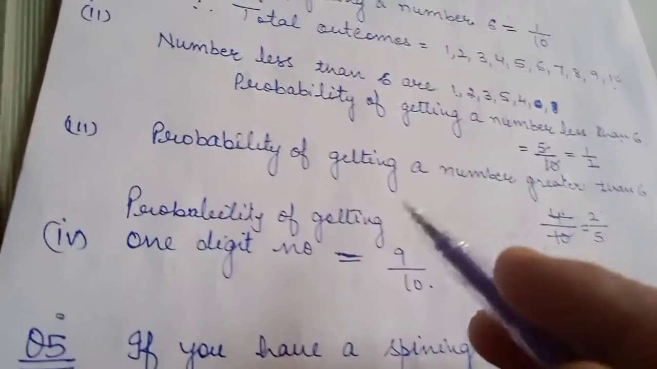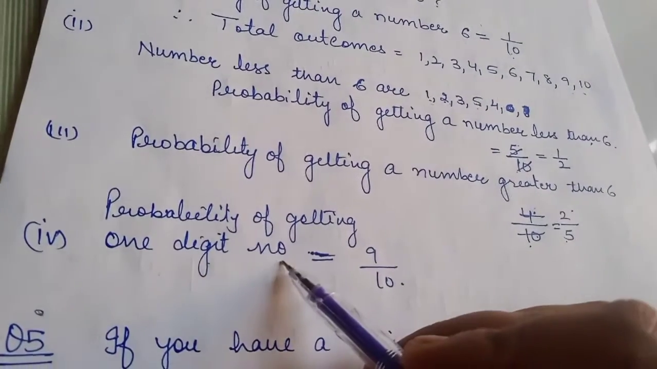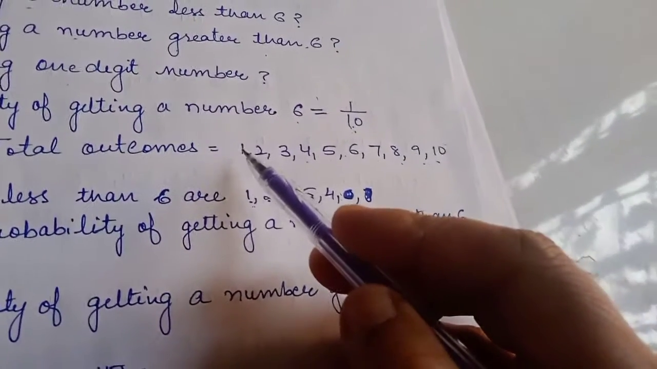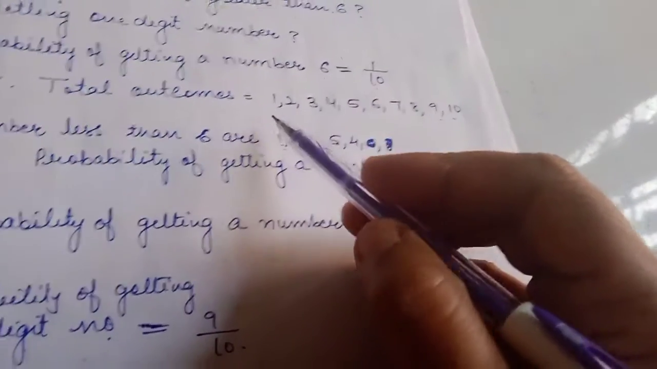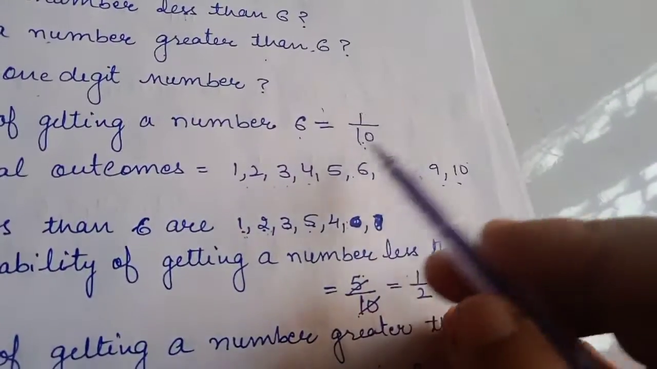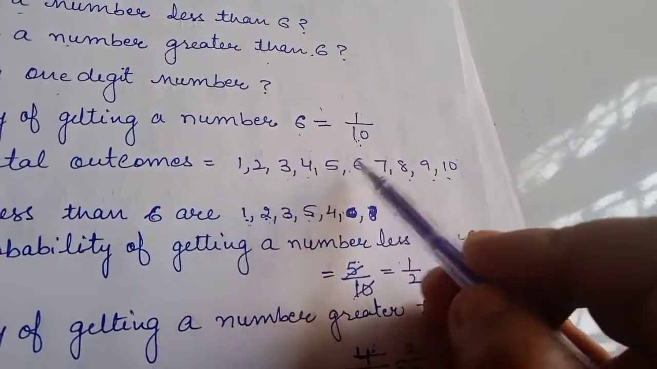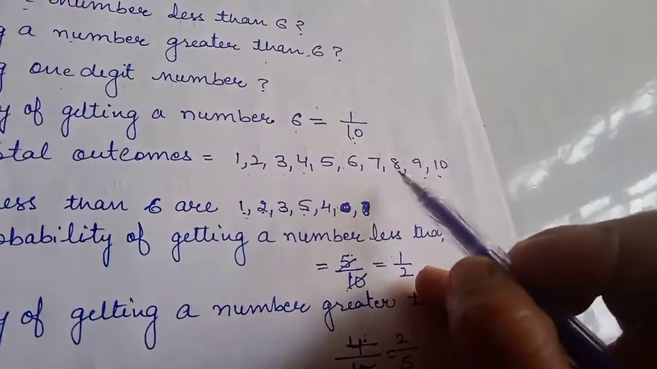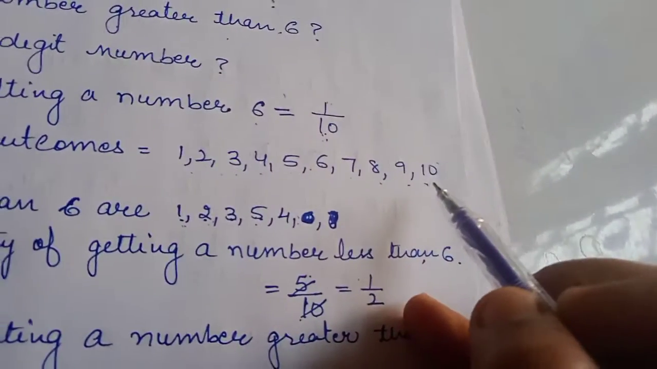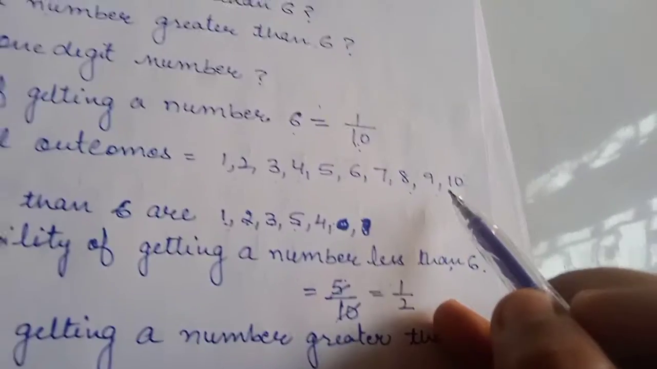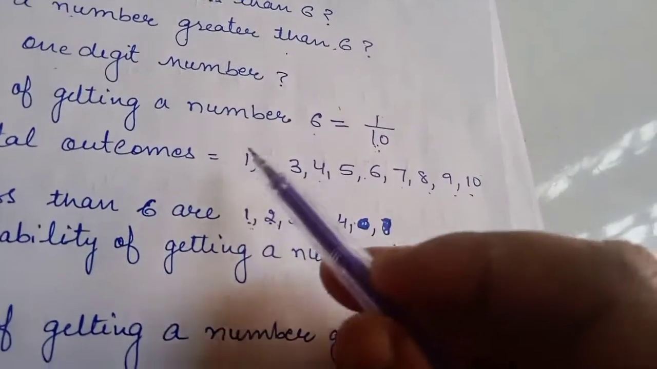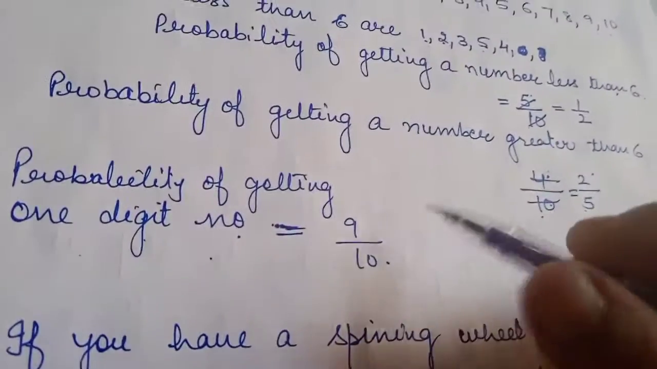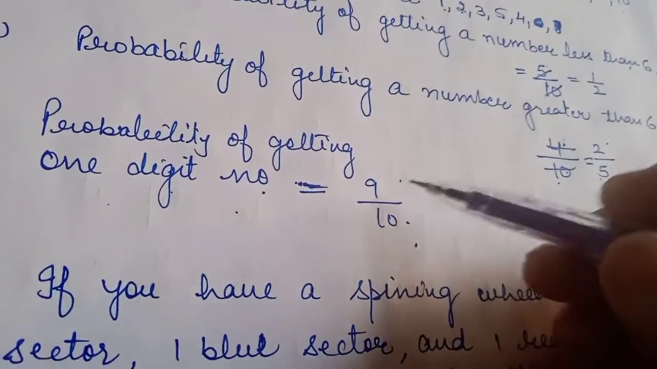Next is the probability of getting a one-digit number. You can see in the total outcomes 1, 2, 3, 4, 5, 6, 7, 8, 9 are the numbers having one digit. 10 is a two-digit number, made of 1 and 0. So the numbers with one digit are 9 numbers, and the probability is 9 upon total outcomes, that is 10.